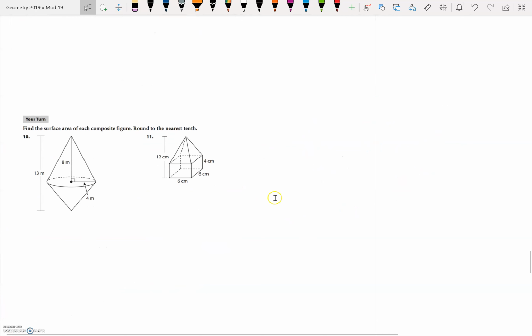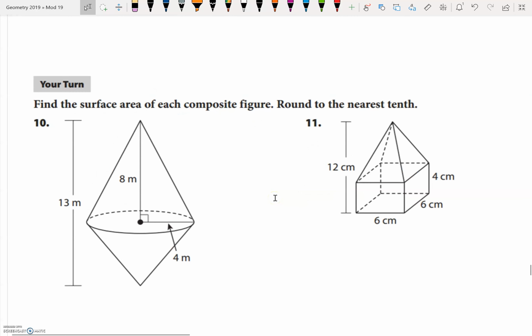I'm just going fast through this because we're short on time. So go ahead and try these 2 problems. Pause the video right now.